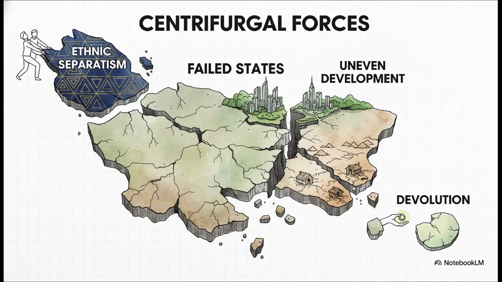So what do these dividing forces look like in the real world? Well, uneven development is a huge one. When one part of a country is way richer than another, it creates a lot of anger. Ethnic separatism is another powerful force, where a group feels more loyalty to their ethnic identity than to the state, like we see in Catalonia. Sometimes a central government will try to prevent a full-on breakup through devolution, which is basically just handing over more power to a restless region.